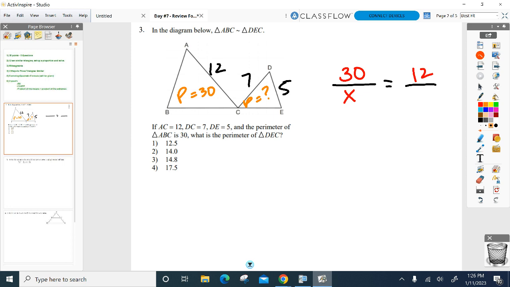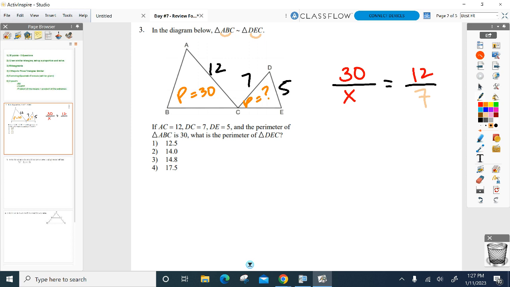How do I know what 12 is going to match up with? Darn right, the similarity statement. See how I have AC here? So it's got to match up with the corresponding part here, DC. So over 7. There's really no other way to go about that problem. Again, whatever the perimeters are, will always be in the same ratio as the sides.